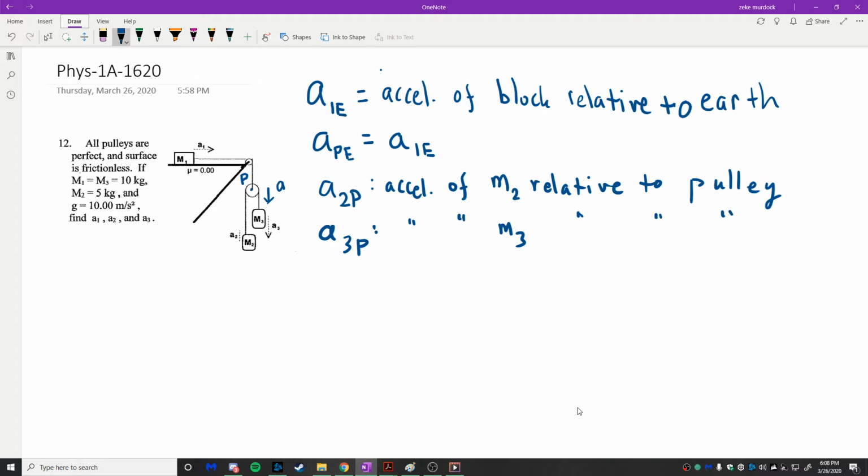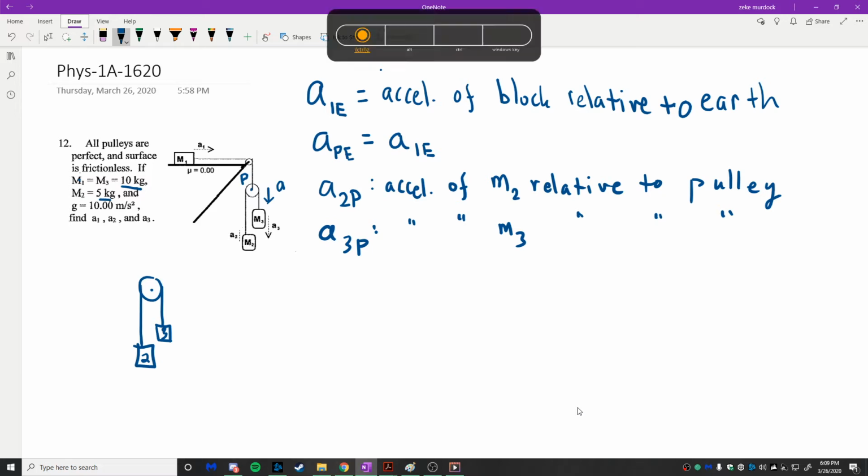And then we're going to think about what's going on in the system, because if we isolate everything below the pulley, so that all we're looking at is basically a pulley with a mass here and another mass over here, and this is 3 and this is 2. If we look at the numbers, mass 3 is 10 and mass 2 is 5.